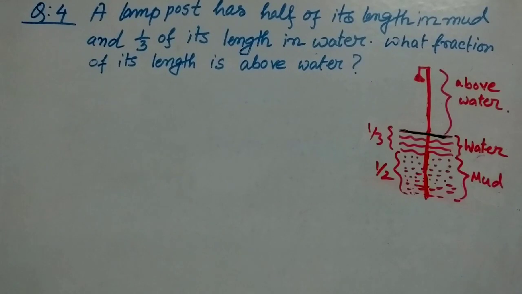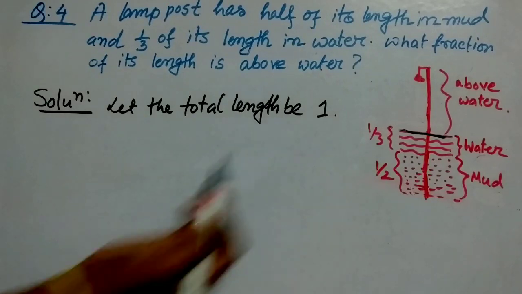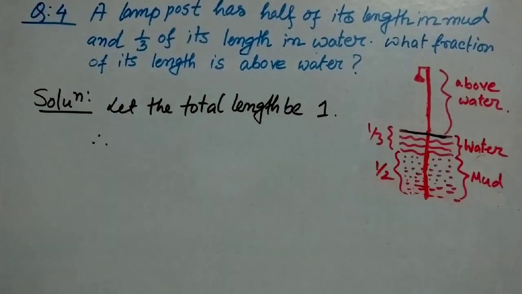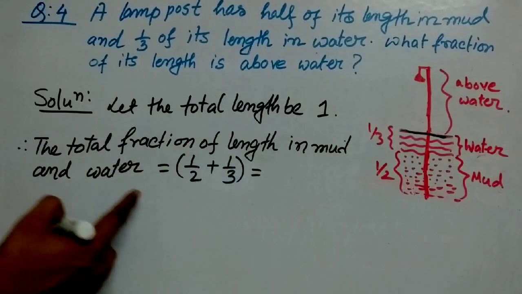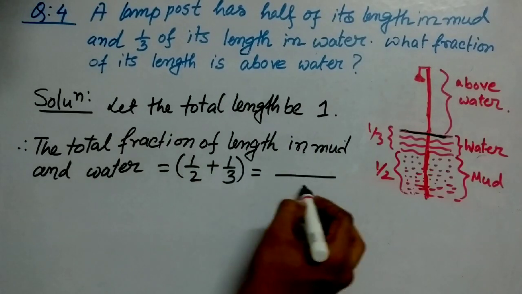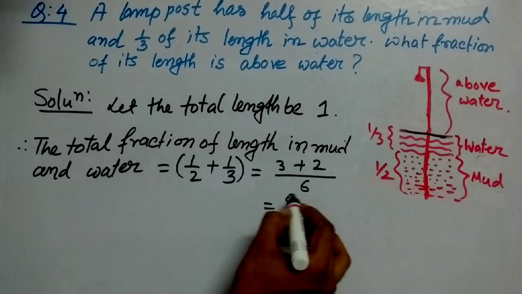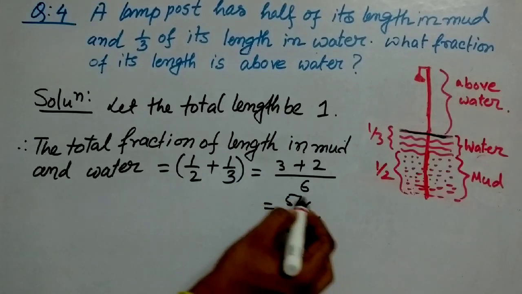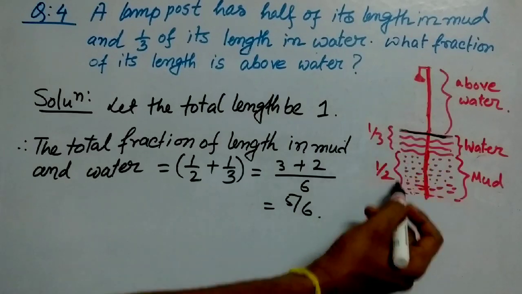Now you are thinking that no data is given, no length is given, how to solve it? See, if no data is given, then you have to assume that the total length be 1. So therefore the total fraction of length in mud and water is equals to 1 by 2 plus 1 by 3. So 2 and 3 LCM 6, 2 into 3 6, 3 into 2. So this is 5 by 6. So this part of the length is in mud and water together.